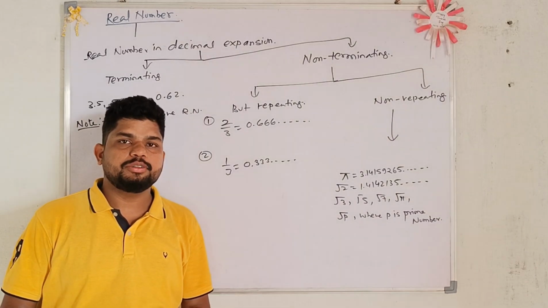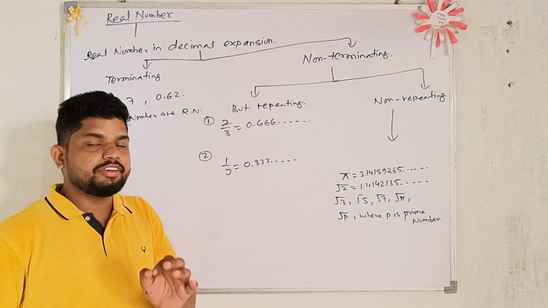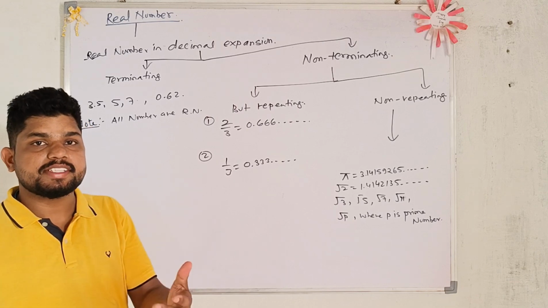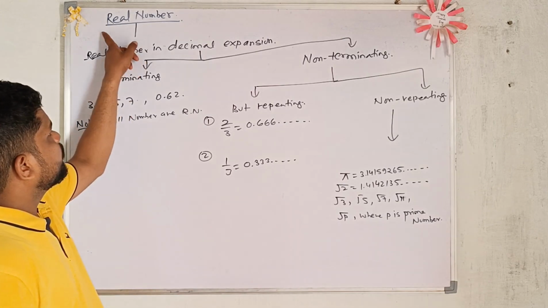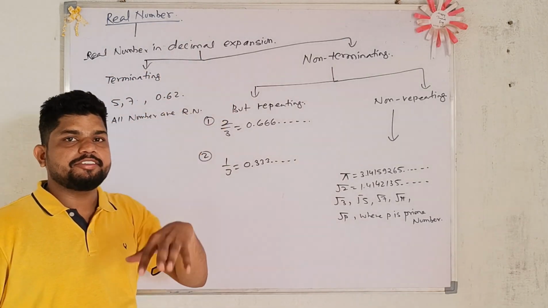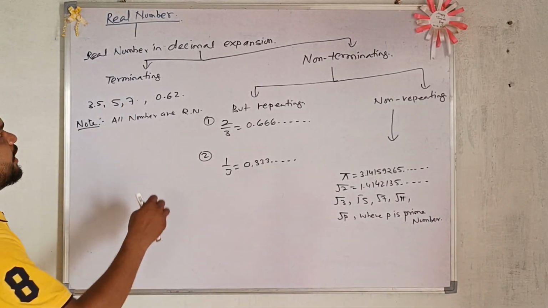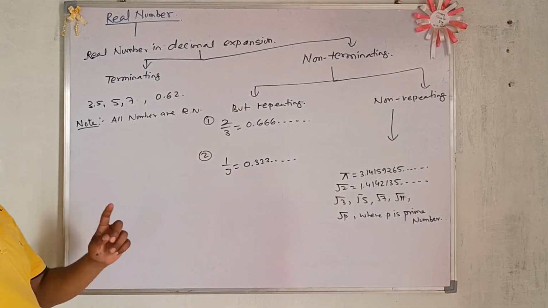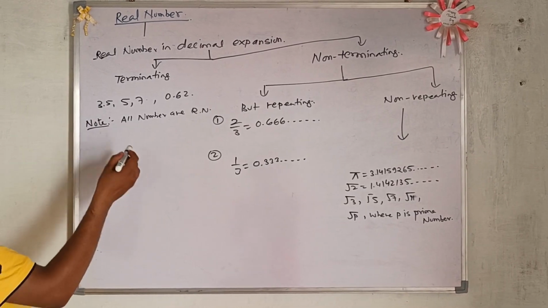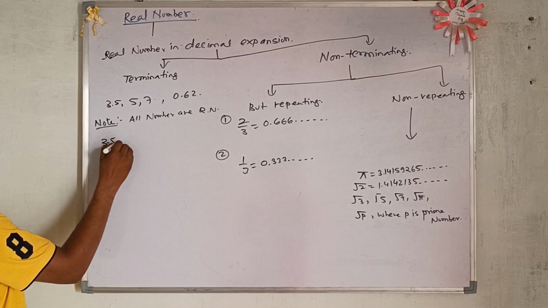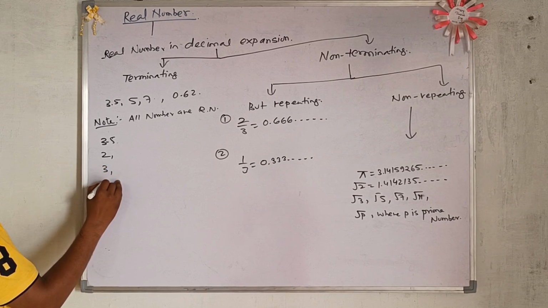Now I am going to tell you how to identify whether any number which is given in a decimal expression is a rational number or an irrational number. So here we have a condition: for any real number in a decimal expression, we have two cases, terminating and non-terminating. Suppose we have 3.5. Here 3.5 is terminating, because after 3.5 it is not going anywhere, so we call it terminating.